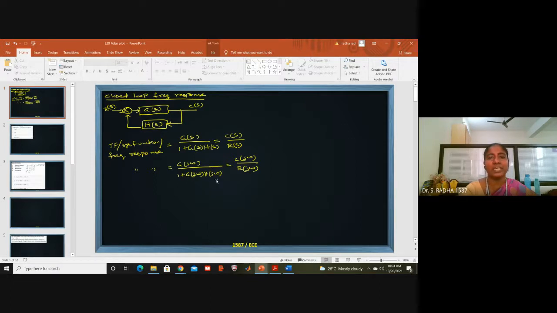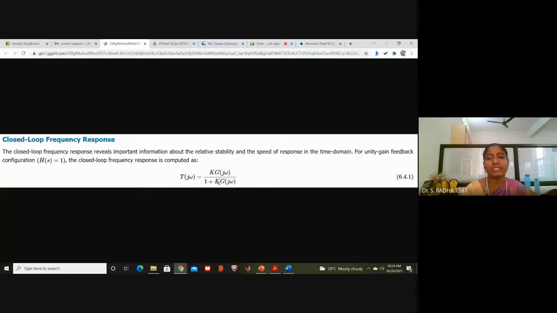Unity feedback means H will be 1. In that case, in the denominator also H will not come; the value is 1. This is the closed loop frequency response. Unity feedback already given, so H is taken as 1.